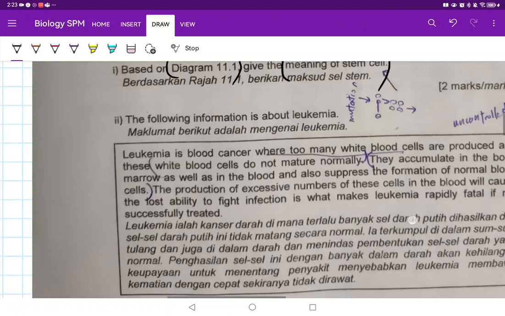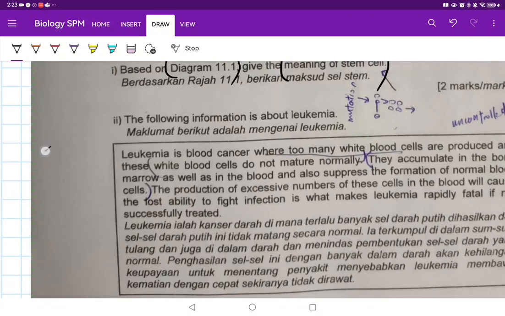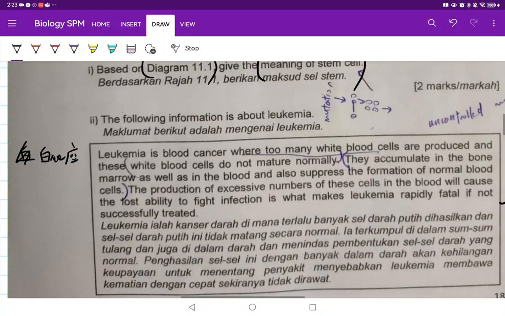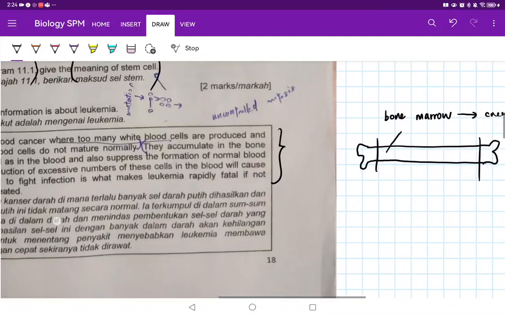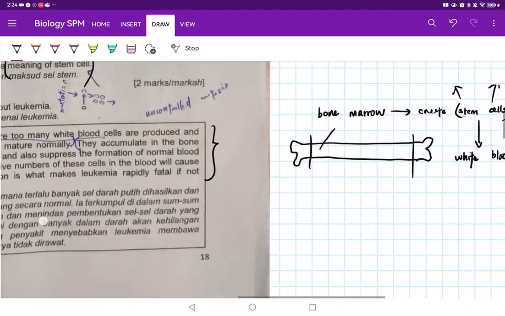In Chinese, leukemia is also called, if I'm not mistaken, 血癌, 白血癌. So leukemia is a cancer.